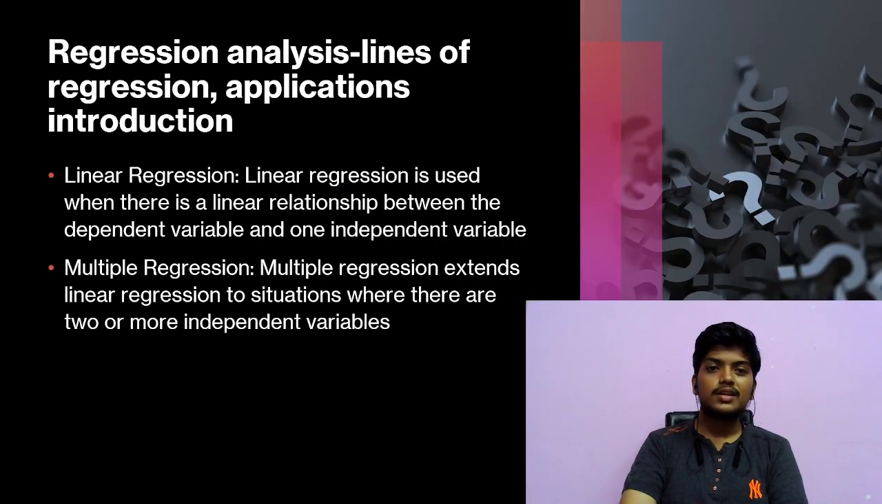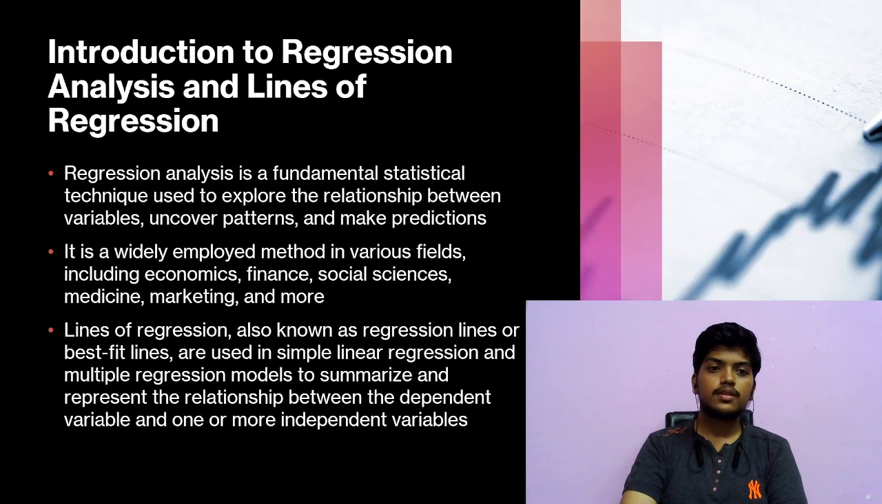So linear regression is used when there is a linear relationship between dependent variables and independent variables. Multiple regression extends linear regression to situations where there are two or more independent variables. It is a fundamental statistical technique used to explore the relation between variables, uncover patterns, and make predictions. It is a widely employed method in various fields, including economics, finance, social science, medicine, marketing, and more.